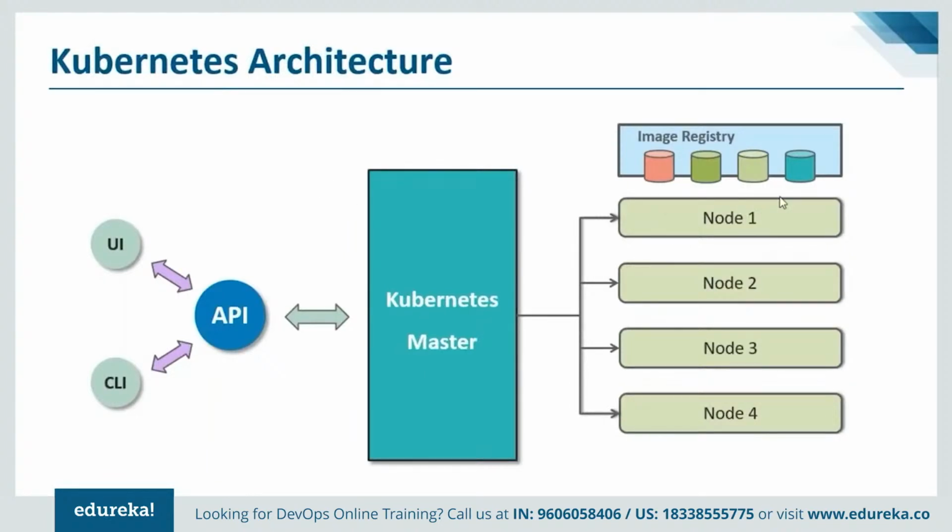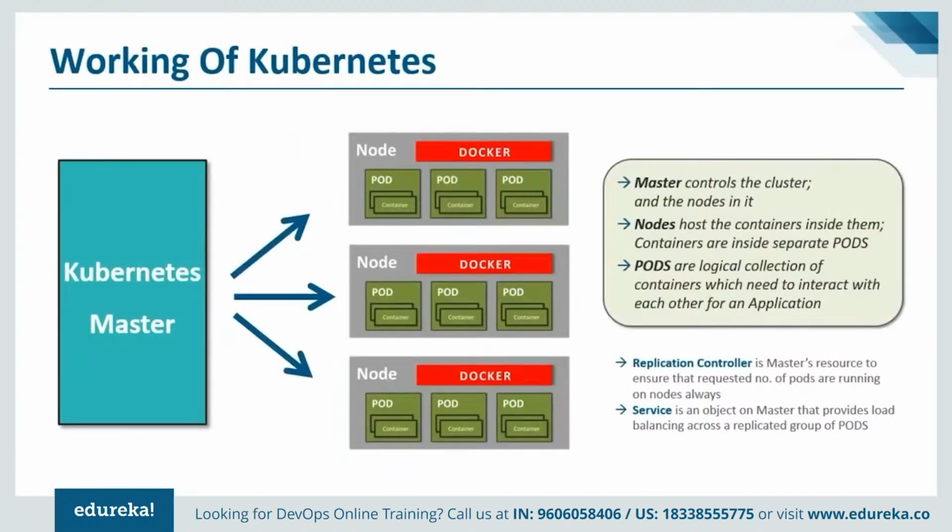Okay, now let's concentrate a little more on how things work on the node end. Now, as said before, Kubernetes master controls your nodes, and inside nodes you have containers. Okay, and now these containers are not just contained inside the nodes, but they are actually contained inside pods. So you have nodes inside which there are pods, and inside each of these pods there will be n number of containers depending upon your configuration and your requirement.